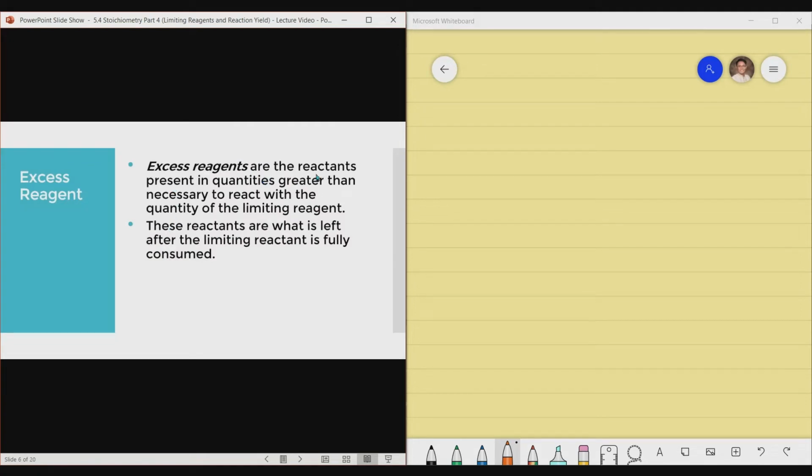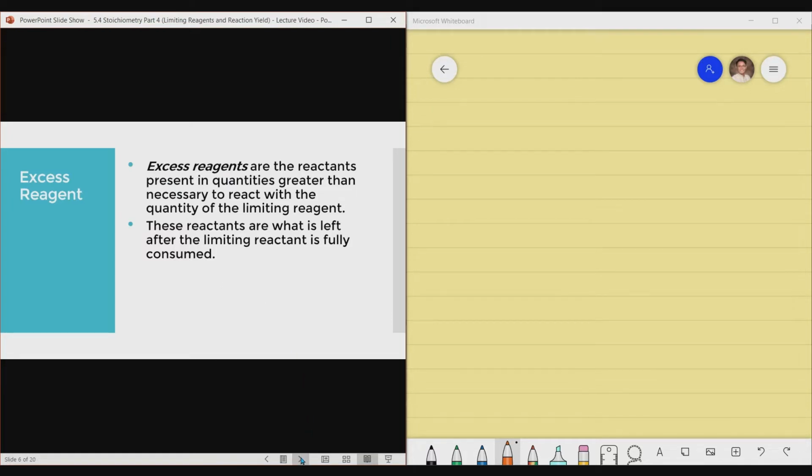Now, excess reagents are the reactants present in quantities greater than necessary to react with the quantity of the limiting reagent. These reactants are what is left after the limiting reactant is fully consumed. Meaning to say po, pag sinabi excess reagents in Tagalog, ito po yung sobra, ito po yung mga hindi na-consume. Yung second point po, sinasabi nito na ang excess reactants ay yung mga natitira, okay, seemingly mga latak or mga natira after maubos na yung limiting. So kapag naubos na yung limiting reactant at mayroong mga natira, yun ay excess reagents, as the name suggests, excess.